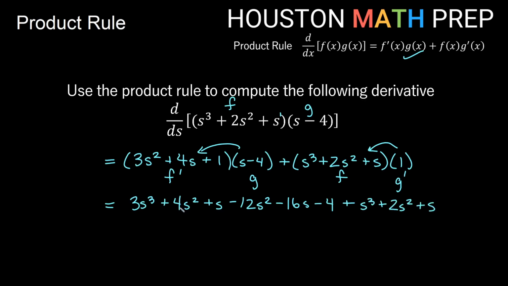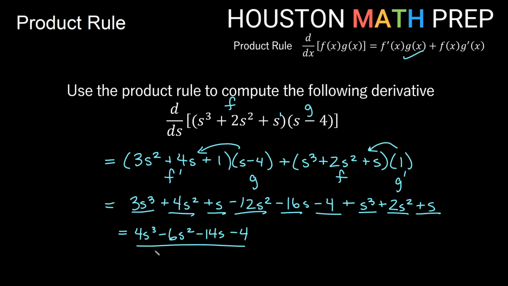And now let's just combine like terms, right? Cube here and here gives us 4s cubed. Square terms here and here and here. So 4 minus 12 is negative 8 plus 2 is negative 6s squared. S term here and here and here. S plus s gives us 2s, minus the 16s, that's negative 14s. And we have minus 4 as our only constant term.